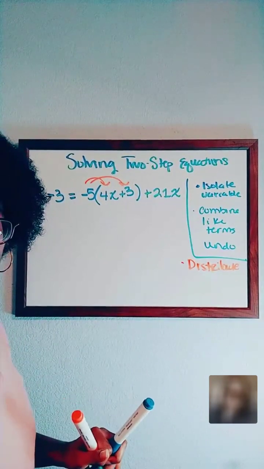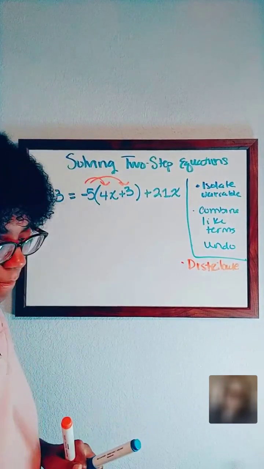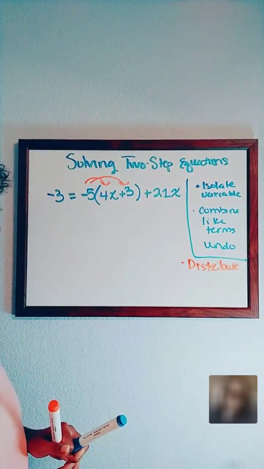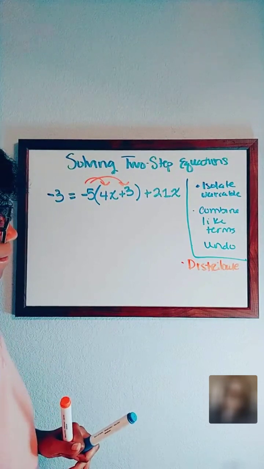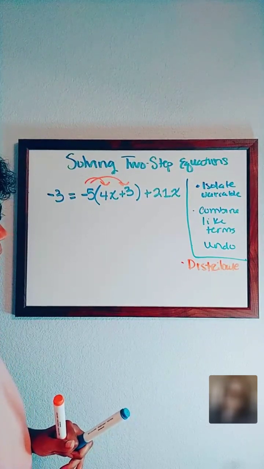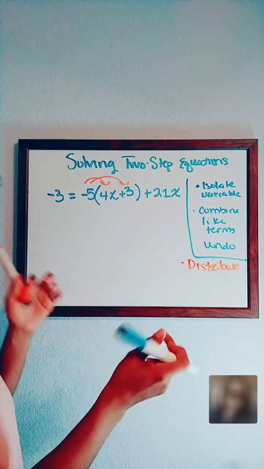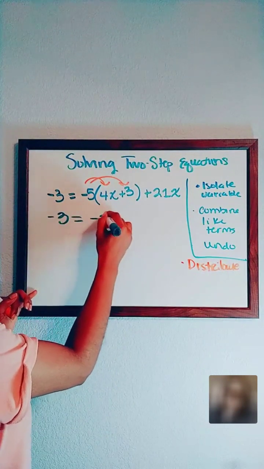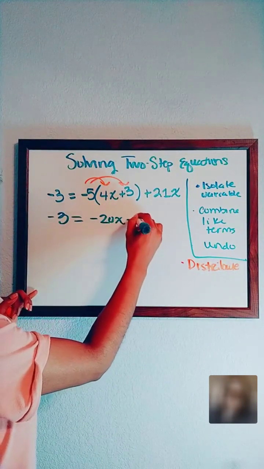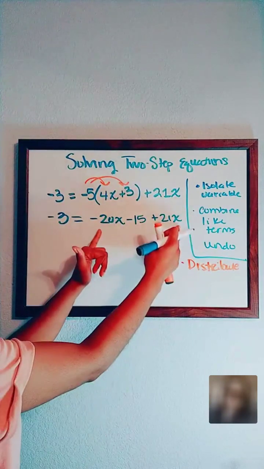Okay, so you know how you said if the X is already over there by itself, but it wasn't, because we had to add. I thought we needed to add the like terms, and the like terms were the negative 20 and the positive 21. Right. So we had negative 3 is equal to negative 20x minus 15 plus 21x. But I need to group these.